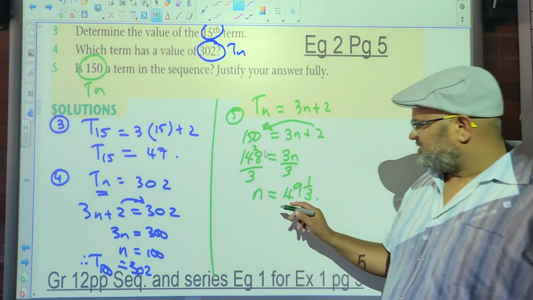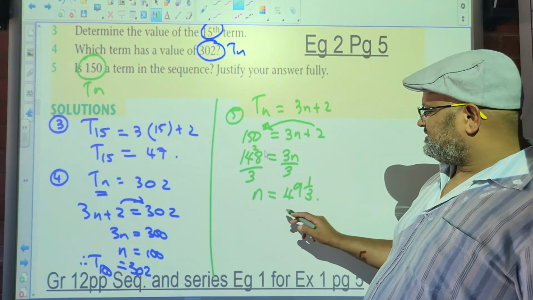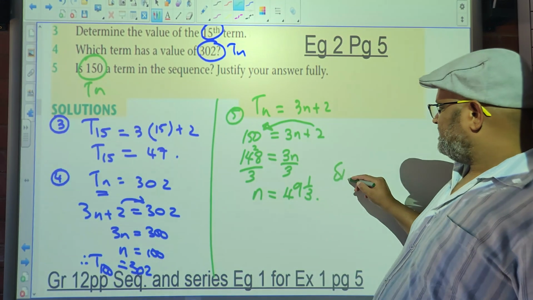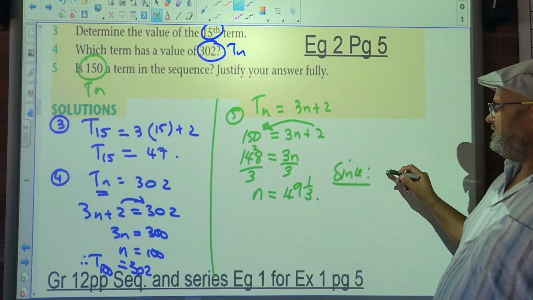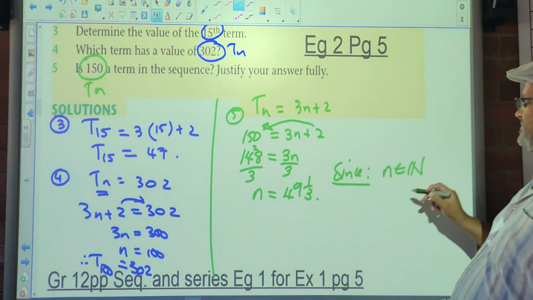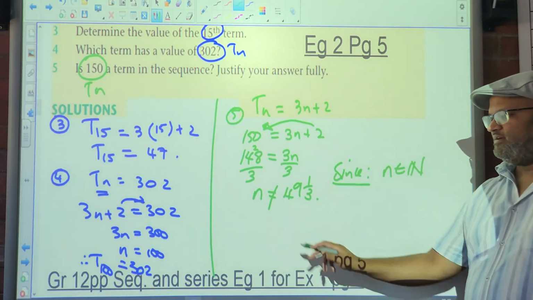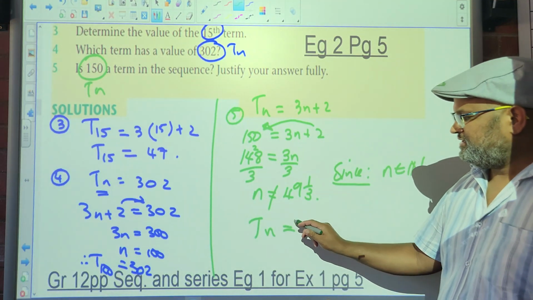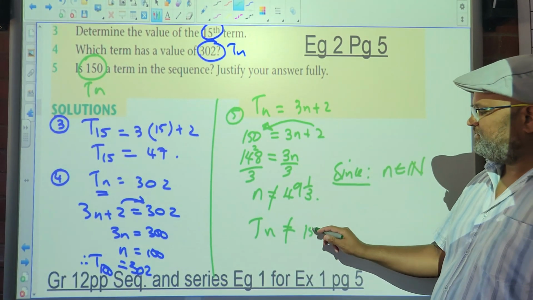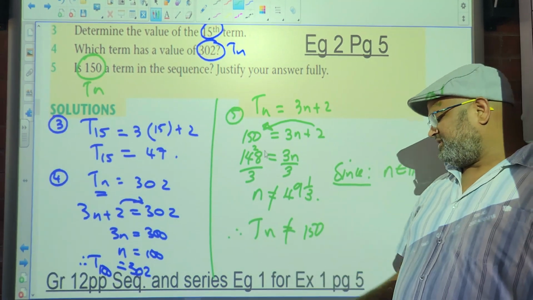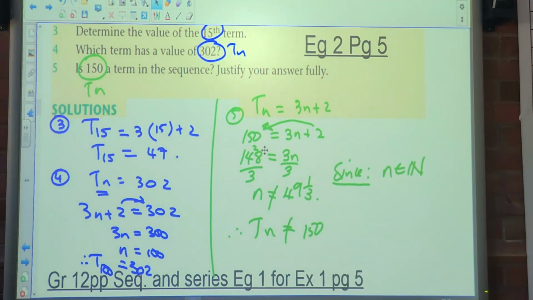No. So, since n has to be an element of the natural numbers, therefore Tn will never be equal to 150, or there's no term in the sequence that will have a value of 150. Okay, you guys understand? So with that, you should be able to do exercise 1. Alright.